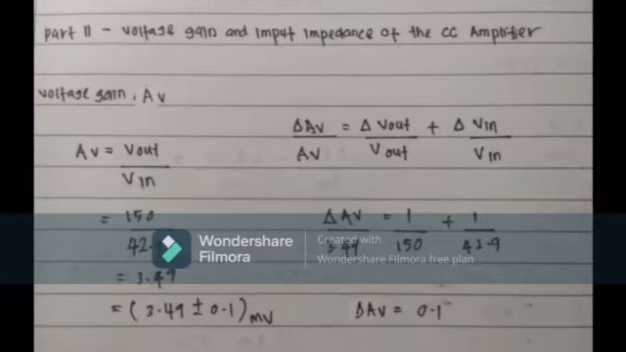For part 2, voltage gain and input impedance of the CC amplifier. First, we have to calculate the voltage gain AV. The formula given is AV equals V out over V in. So the answer is 3.49 millivolt.